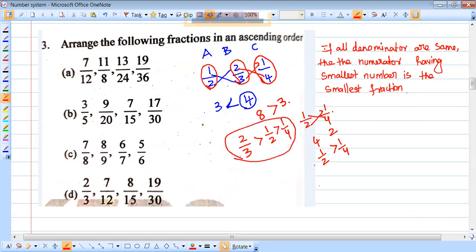I will always suggest you to follow this shortcut method only for 3 fractions or 2 fractions. If it goes beyond 3 fractions, you will get confused. So please use this shortcut method only up to 3 fractions. Hope you understood this. I will teach one more time. Don't worry.